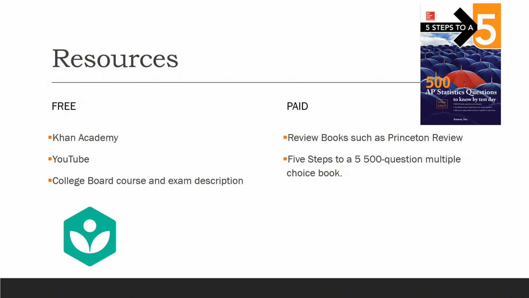Now, for paid resources, what I used was the Princeton Review and 5 Steps to a 5 book, and the 500 question multiple choice book. Those were mainly helpful for getting extra practice problems. Like the Princeton Review had a few practice tests in there. So mainly for practice, because you really want to practice for the exam. But you don't have to get those because there are plenty of free resources on the internet that you could find.